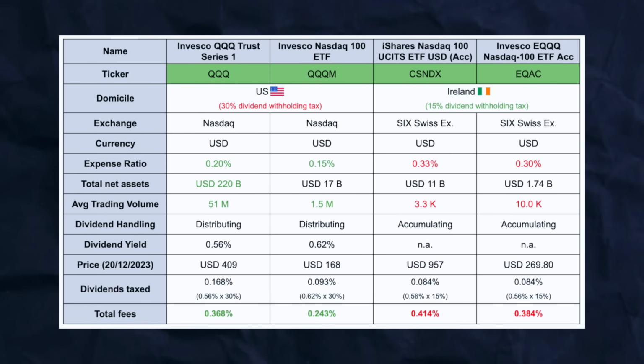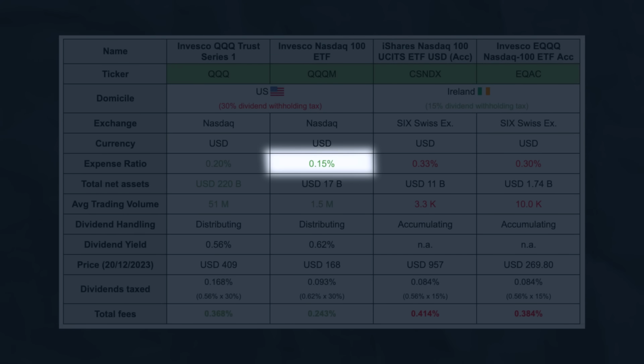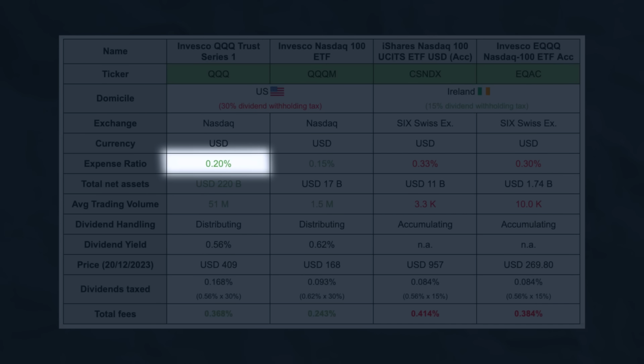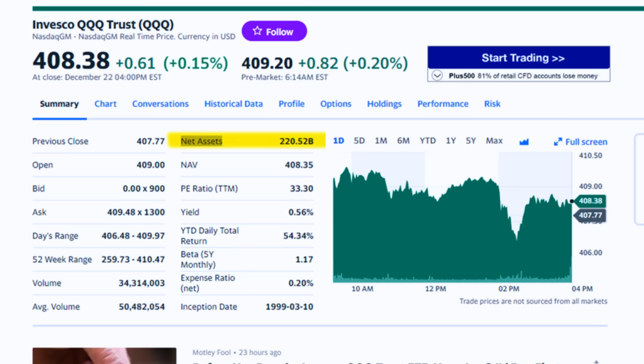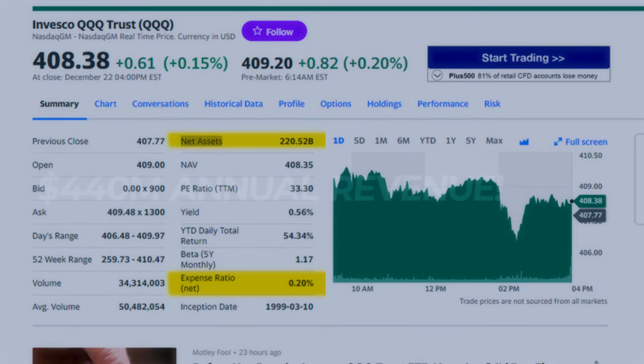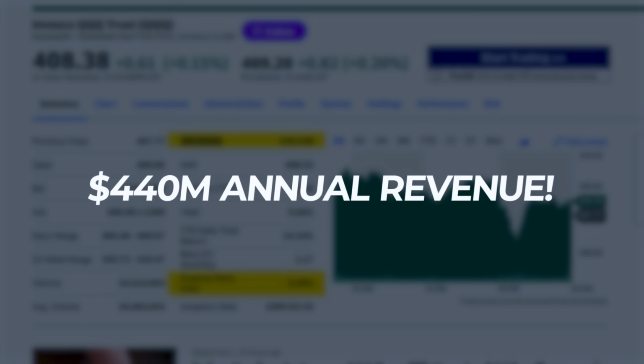So as you have seen earlier, QQQM has a slightly lower expense ratio of 0.15% as compared to QQQ's 0.2%. But why not just lower the expense ratio on QQQ? To put it simply, money. With almost $220 billion asset under management and a 0.2% expense ratio, QQQ is generating around $440 million of annual revenue. Why would they want to reduce the expense ratio when they could just leave it as it is? Don't make sense leh.